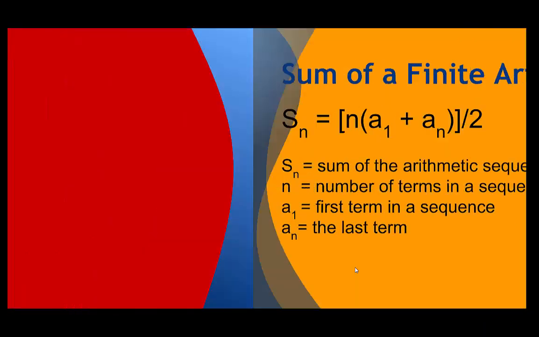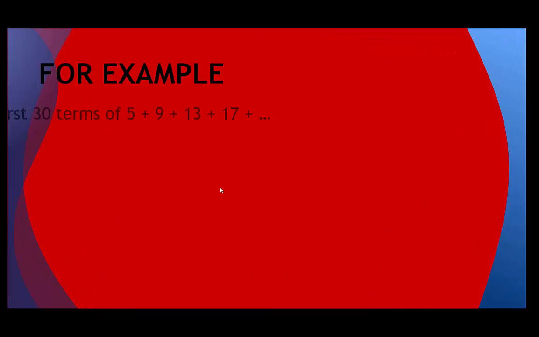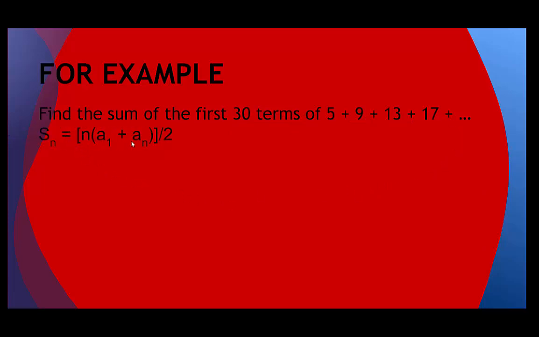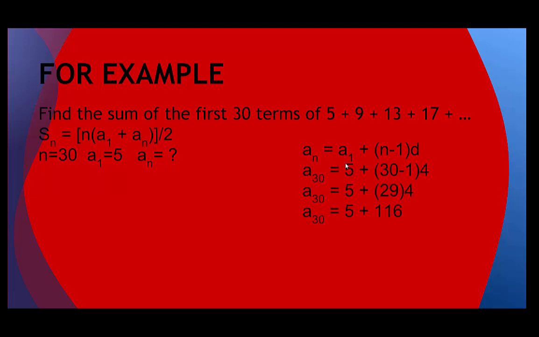Let's try this in another example. Find the sum of the first 30 terms of 5 plus 9 plus 13 plus 17 and so on. Now if we use our formula, we're unable to completely substitute in all variables. Therefore, we use our other formula, a sub n is equal to a sub 1 plus n minus 1 times d. This formula will allow us to solve for the last term of the sequence, the missing term that we need to solve this other formula.